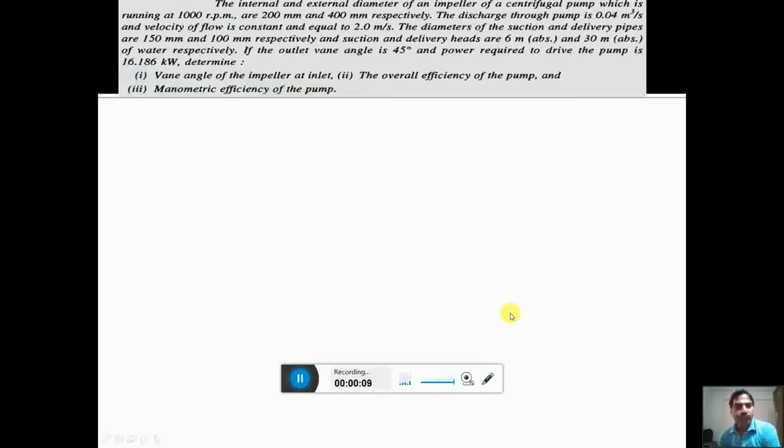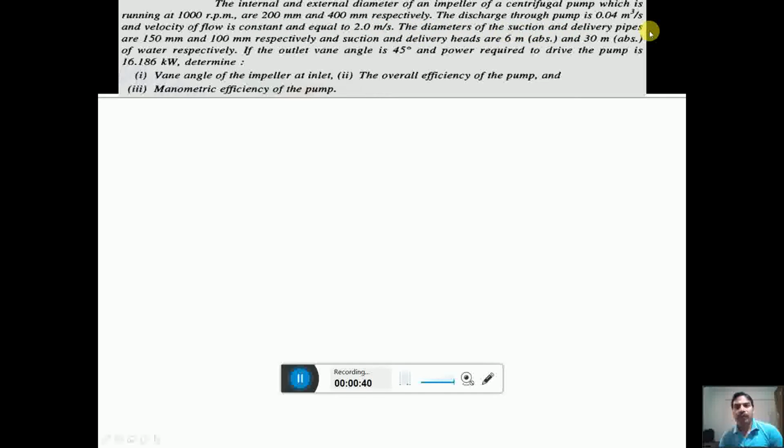Good morning, dear students. Today I'm going to discuss a problem on centrifugal pump. Here you can see the internal and external diameter of the pump is given as 200 mm and 400 mm respectively, whereas it is running at 1000 rpm. The discharge through pump is 0.04 meter cube per second, and velocity of flow is constant and equal to 2 meter per second.